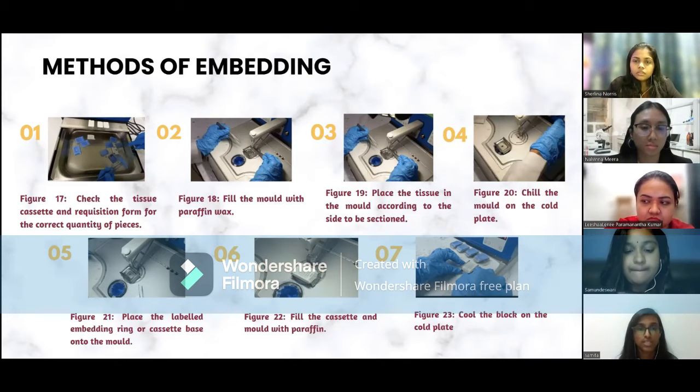Then we move on to placing the tissue in the mold according to the site to be sectioned. We chill the mold on the cold plate. More paraffin will be added into the mold to fill the cassette and mold. After that, we cool the block on the cold plate. Lastly, we remove the block from the mold.